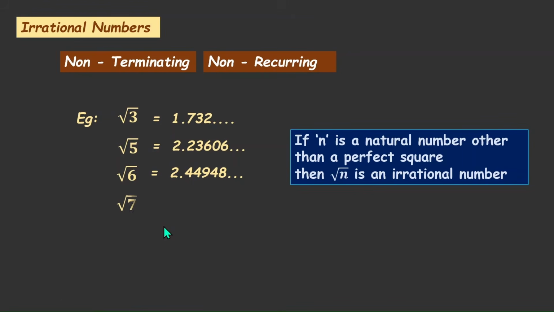Let's look at root 7. So root 7 is equal to 2.64575, and it goes on. Again, non-terminating, non-recurring, so again an irrational number. Now let's look at root 9. Now 9 is a perfect square, so root of 9 would be 3. So this is terminating, which means it's not an irrational number and it is actually a rational number.